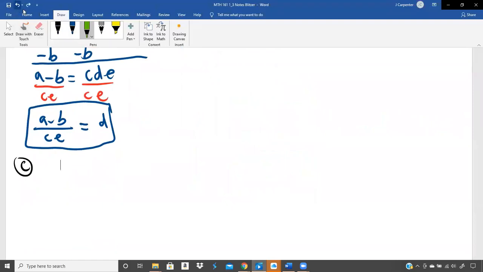A equals P plus PRT. And we're going to solve this for P. Now, if I solved it for R or T, this would be a very different problem in terms of difficulty. It would be simpler.